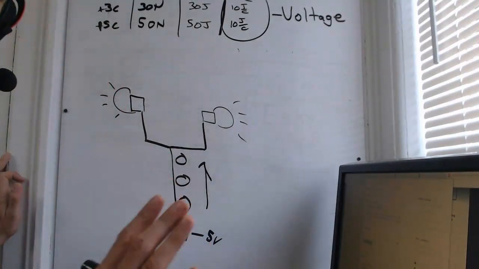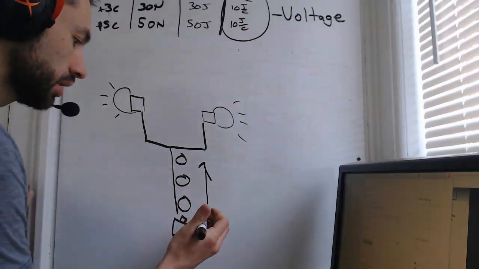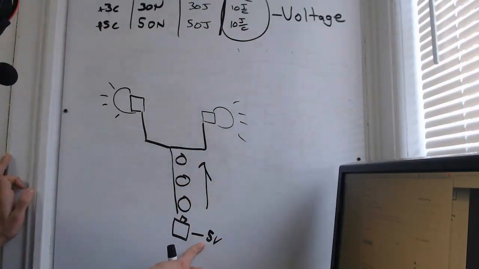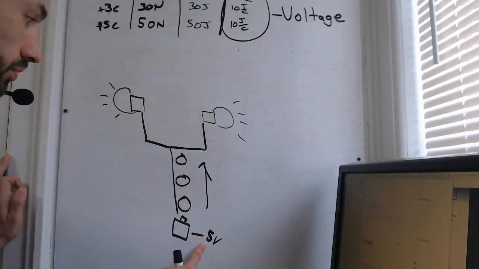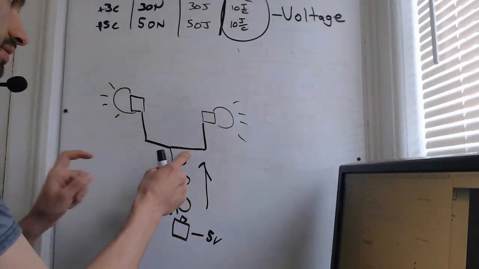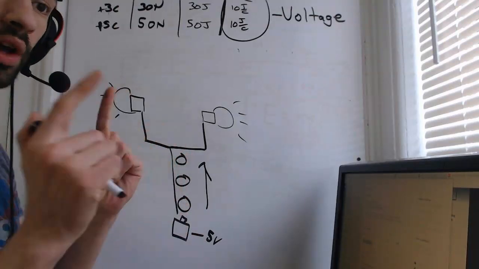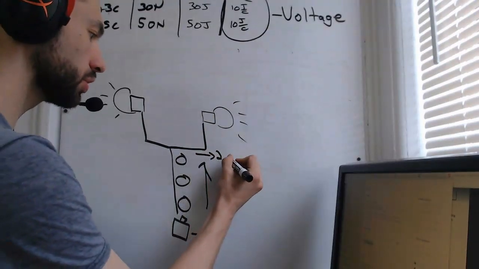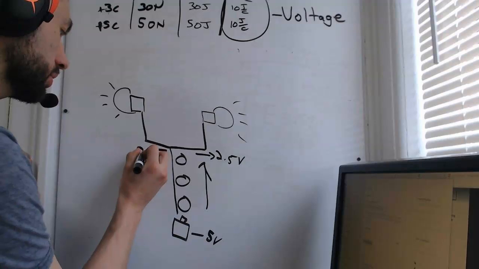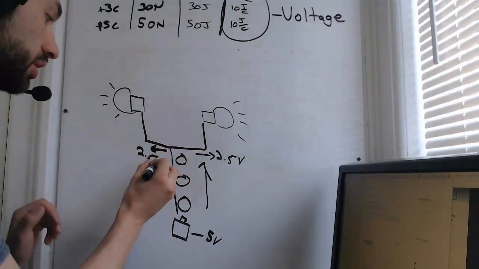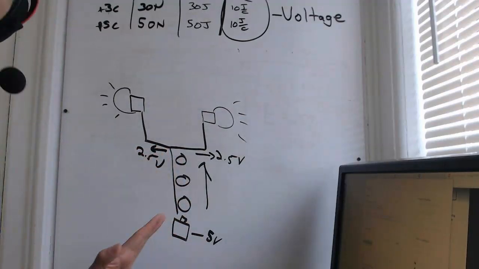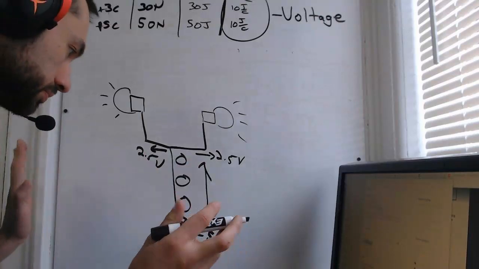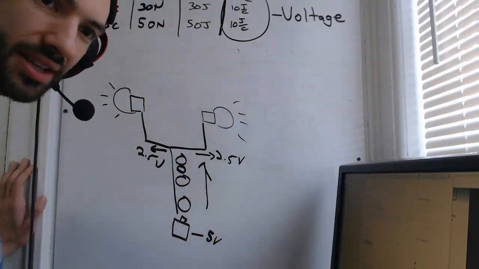Okay, what does that mean? If this battery is a 5-volt battery and the voltage is going like this, what does not happen, but what you tend to think happens, is that 2.5 volts will go this way and 2.5 volts will go this way. No, no, no, no. I can't say no enough.